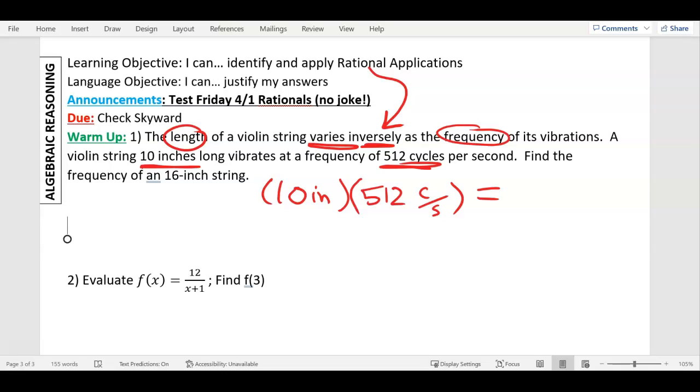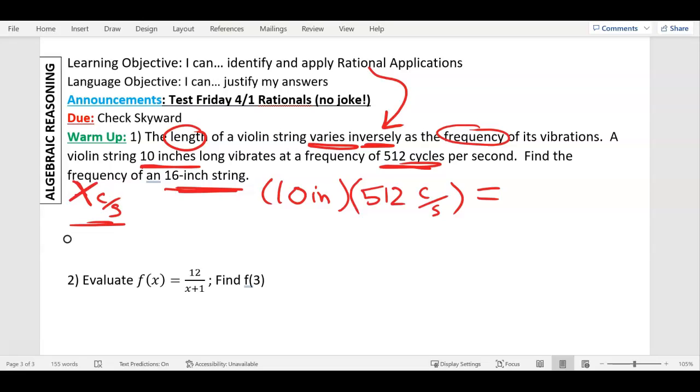Now let's keep reading. Find the frequency. If it says find it, you don't know it. It's missing. That's X. So we have a missing frequency. And again, frequency is cycles per second of a 16-inch string. So do you see how we still have two things, just one's missing? So we have, let's go ahead and multiply these two things.